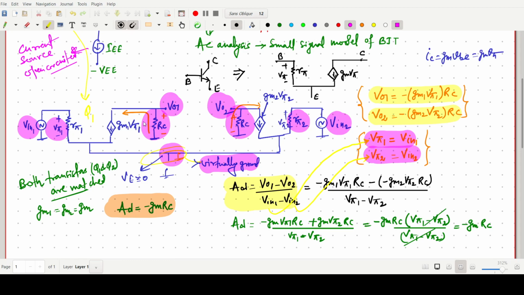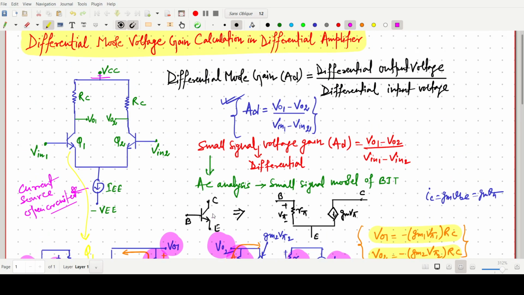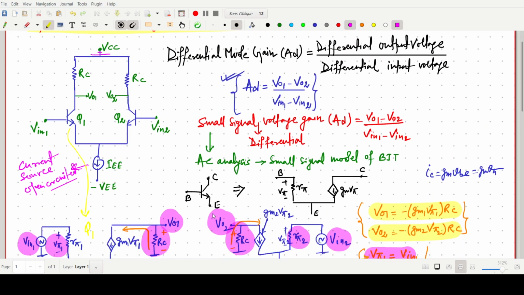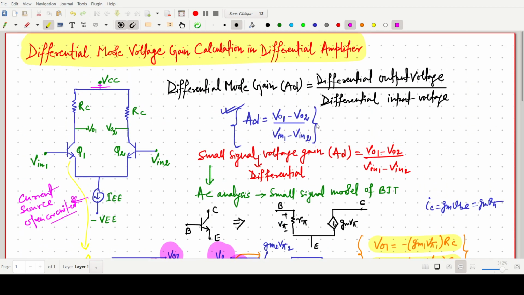So this V naught 1 minus V naught 2 we have to do. So finally it will come out equal to minus gm RC. So this is all about the simple derivation of this differential mode voltage gain. Okay, and finally I am writing the final result here. This value will be minus gm RC.